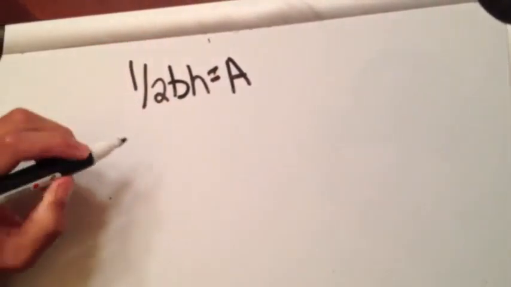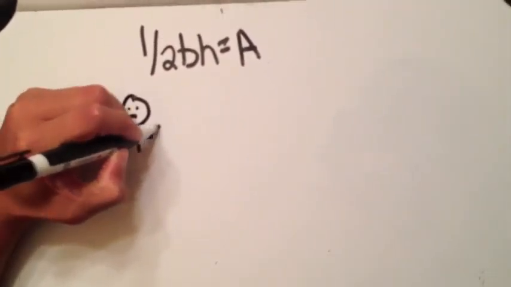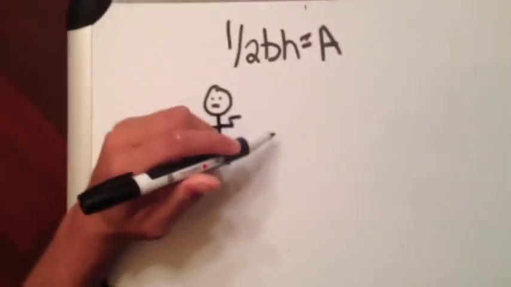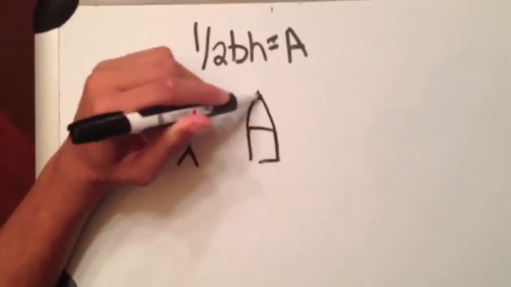One half base times height is equal to area. It's the common area formula for a triangle, and it's thought to have been founded by the ancient Egyptians when they created the pyramids of Giza.